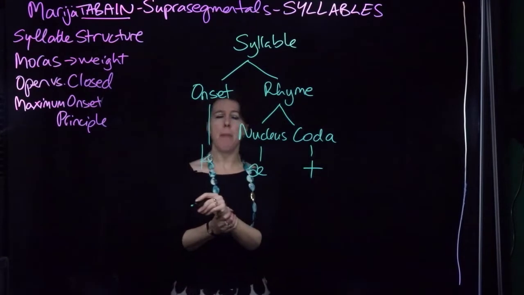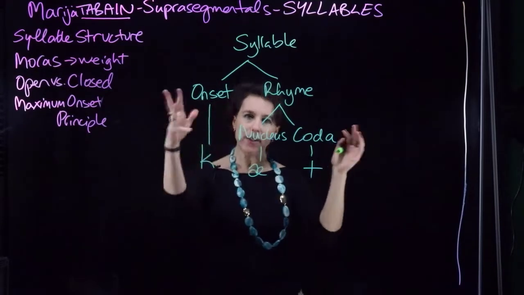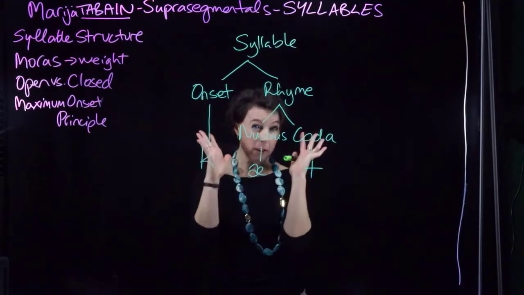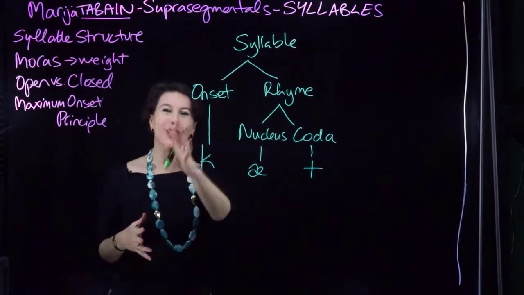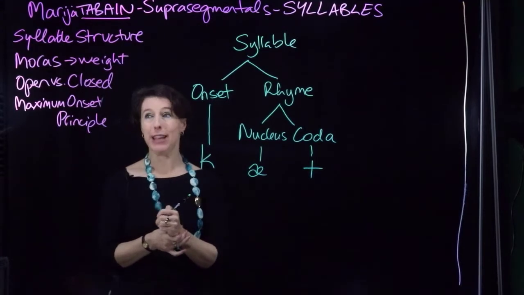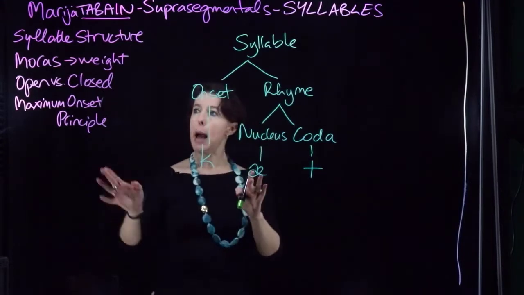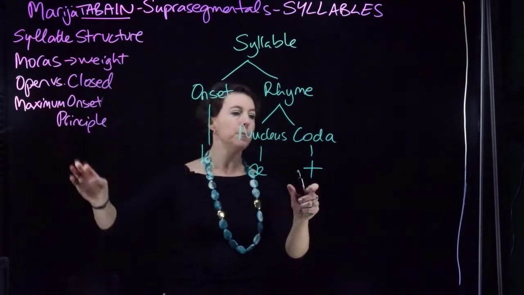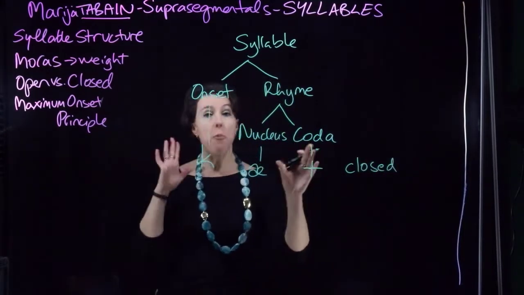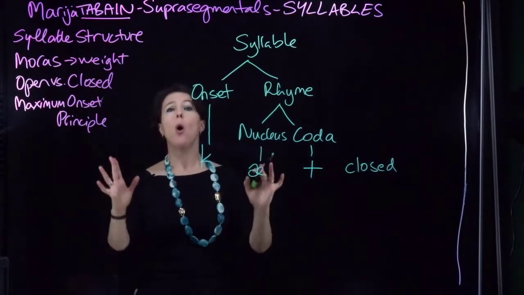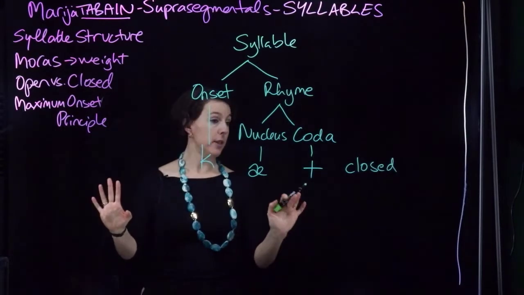There's a couple of important things we need to say about this syllable structure. Even though syllables prefer to have an onset, we actually ignore the onset when it comes to classifying syllables in terms of open and closed and in terms of moras. So this is what's called a closed syllable. This is a closed syllable because it has a coda. Open and closed is simply about whether or not the syllable has a coda. Nothing else. So that's pretty simple.